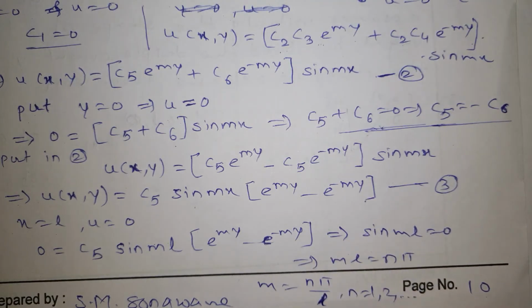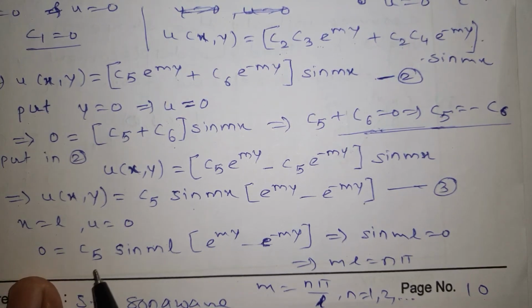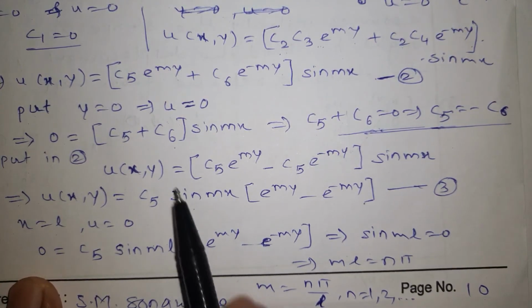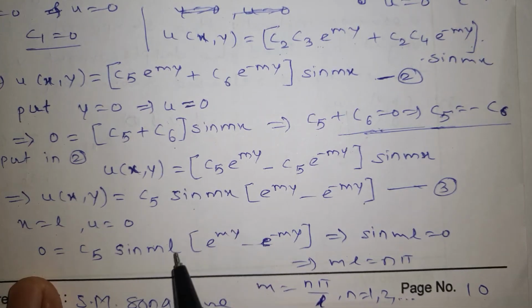So here put u equal to 0 and x equal to L. That is our third condition. X equal to L and u equal to 0. Substitute here. So what will you get? 0 is equal to C5 sin ml. X equal to L I substitute. Sin ml (e raised to my minus e raised to minus my). So this implies sin ml equal to 0.